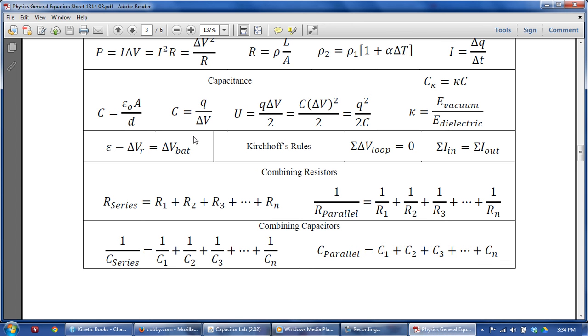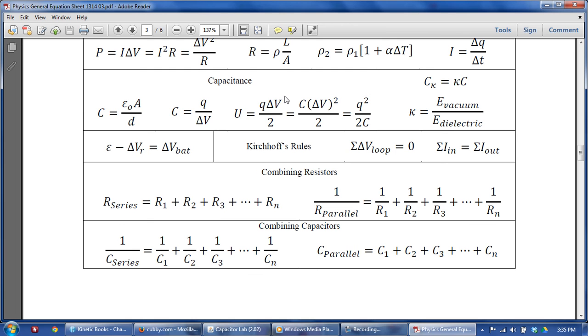Alright, one last thing before we move on. I wanted to show you the equations here. C stands for capacitance. U is for energy stored. Q, of course, is charge. A is area. D is distance between the plates. And so these are our equations here.